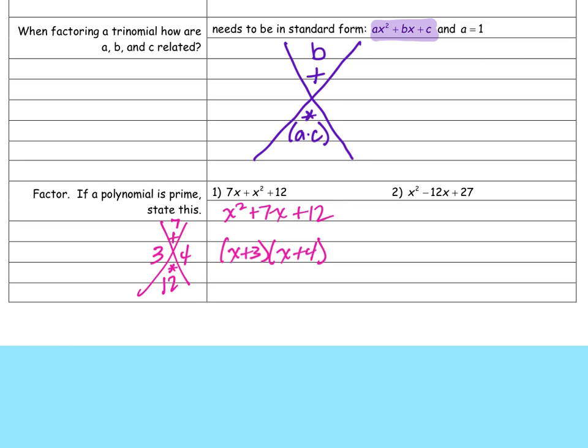So I do number 2. It's in order. So I need two numbers that multiply to be 27 and add to be negative 12. Okay.